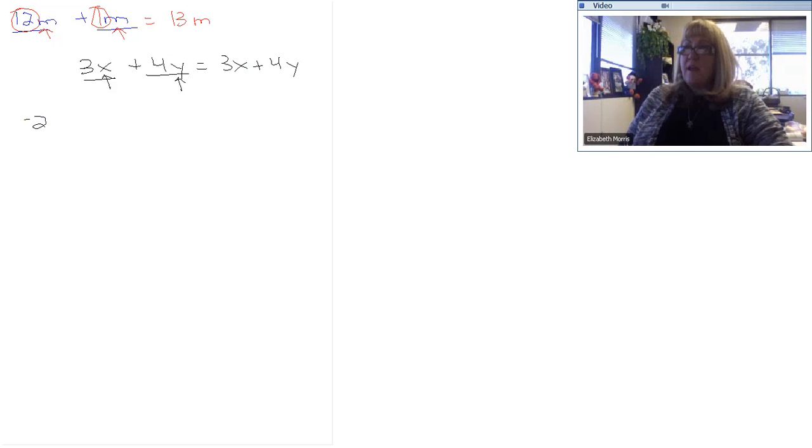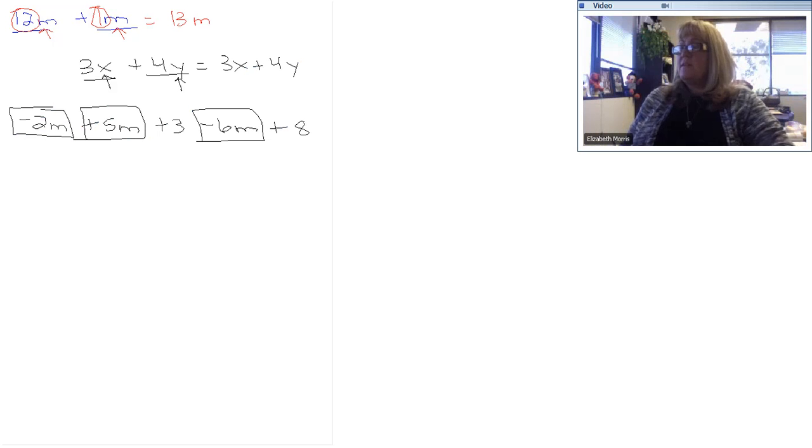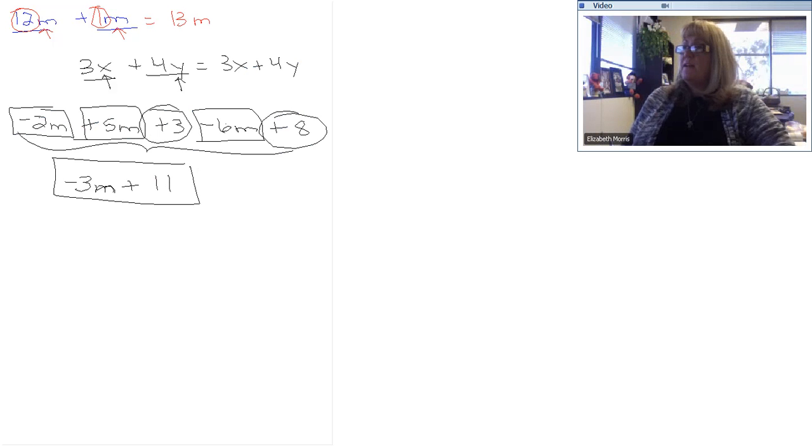What if I had negative 2m plus 5m plus 3 minus 6m plus 8? Well, this is an m, this is an m, and this is an m. So those can be added together. What's negative 2 and 5? You subtract, keep the sign of the larger, 3. And what's 3 and negative 6? Subtract and keep the sign of the larger. So you have negative 3m. Now these are numbers. 8 and 3 make, they're like terms, 11. So this would be my answer. I've simplified that.